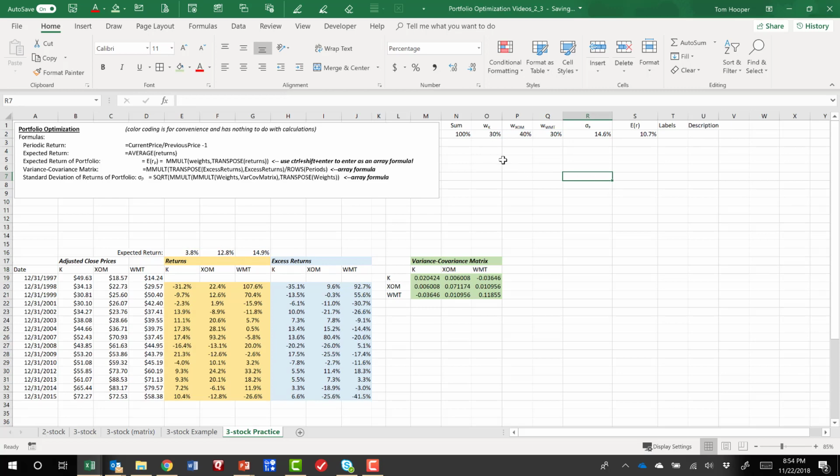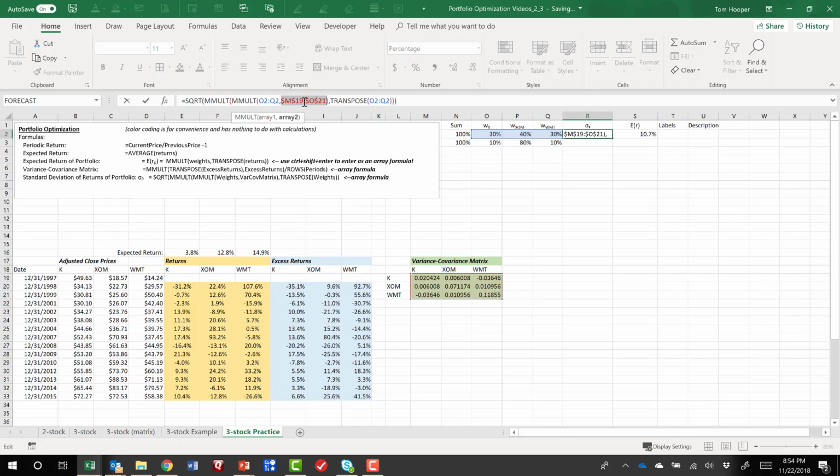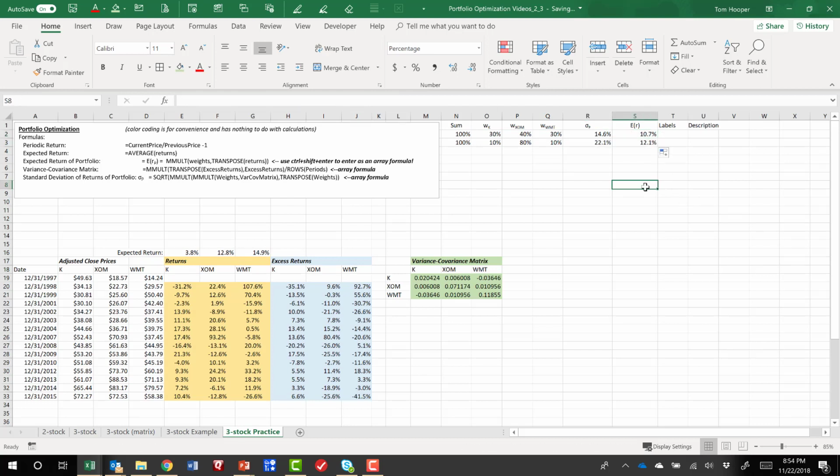And then to do other portfolios, we just need to make up the portfolio, copy the formulas down. First, we probably should lock any references to the variance-covariance matrix and any references to the expected returns. And then we can copy those formulas down. And that's the streamlined calculation of risk and return for any given portfolio.